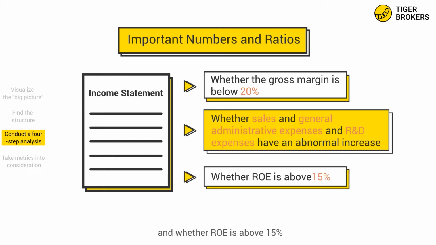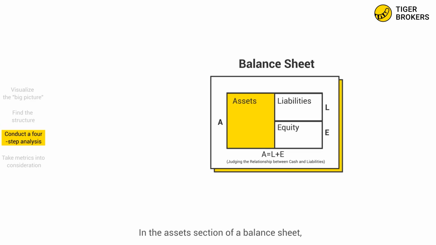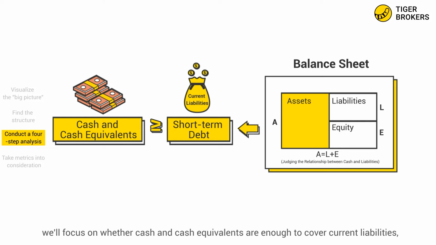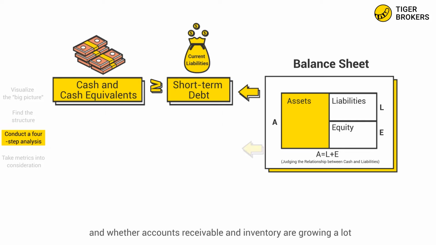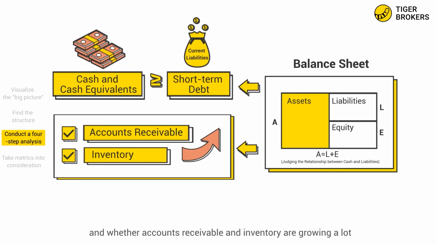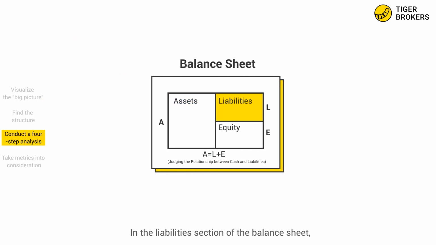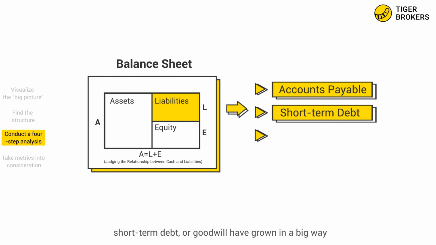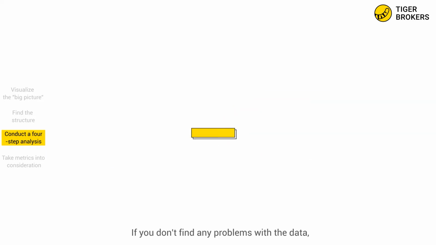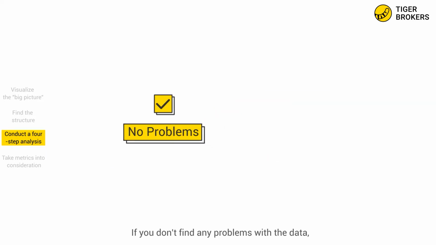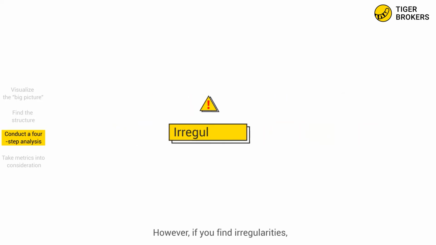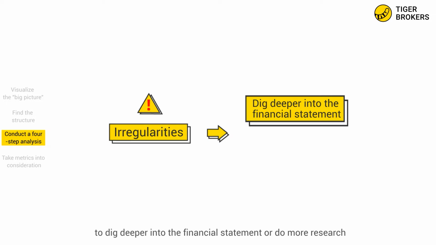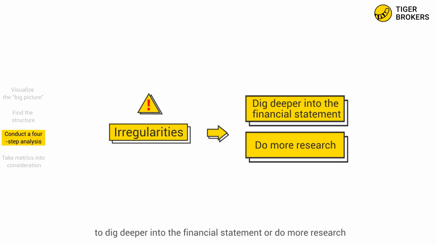In the assets section of the balance sheet, we'll focus on whether cash and cash equivalents are enough to cover current liabilities, including things like short-term debt, and whether accounts receivable and inventory are growing a lot. In the liability section of the balance sheet, we'll look to see if accounts payable, short-term debt, or goodwill have grown in a big way. If you don't find any problems with the data, you can move on to the next step. However, if you find irregularities, you'll need to use what you've learned in previous lessons to dig deeper into the financial statement, or do more research.